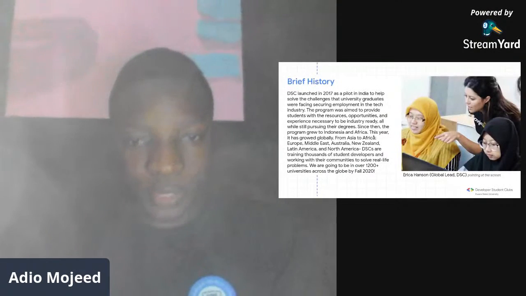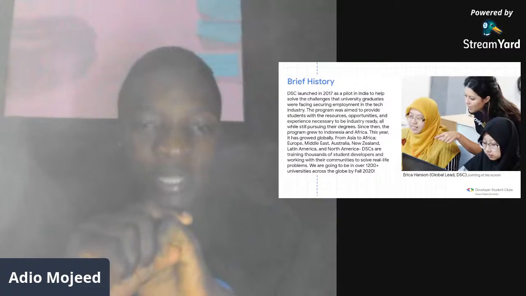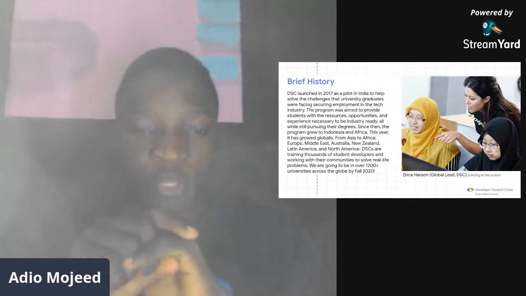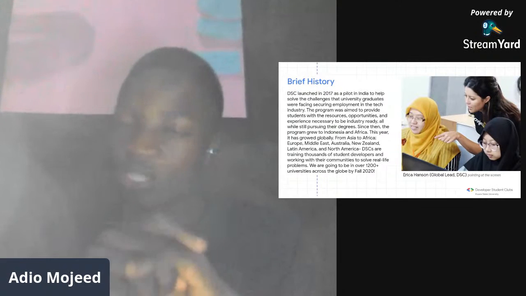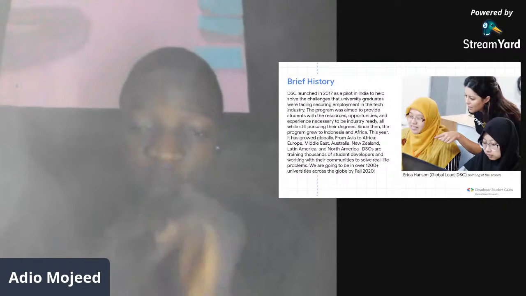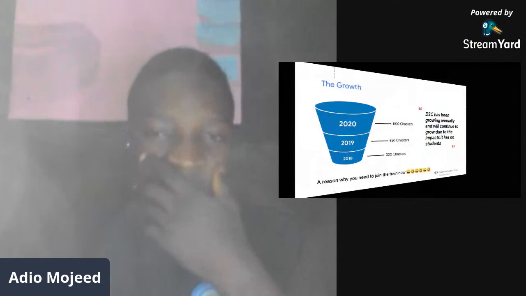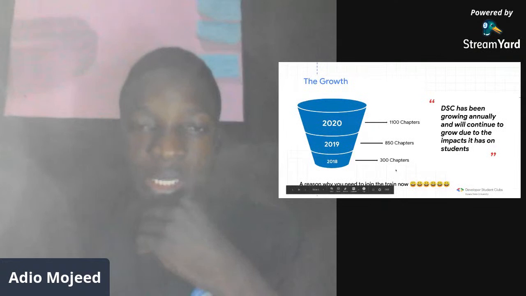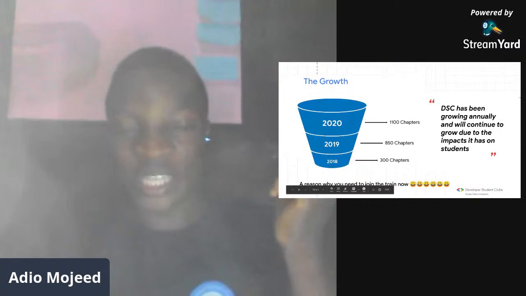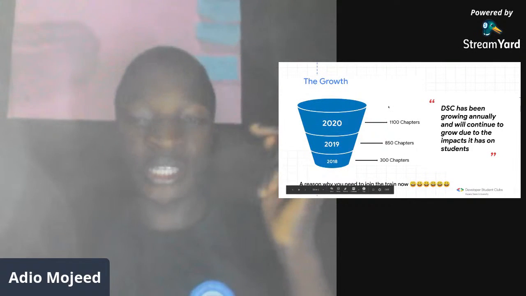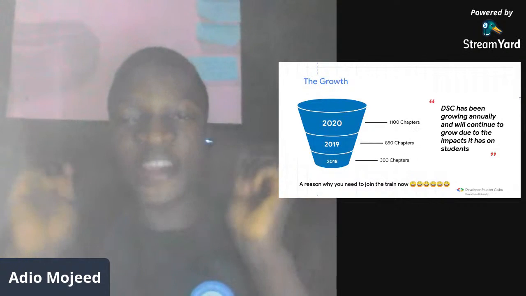DSC is training thousands of students and developers, and working with their communities to solve real life problems. Presently in 2020, we have over 1,200 universities participating in the DSC program globally. On the growth: in 2018, DSC had 300 chapters. In 2019, it had 850 chapters. And in 2020, it has grown to 1,100 chapters. DSC has been growing annually and will continue to grow due to the impact it has on students.